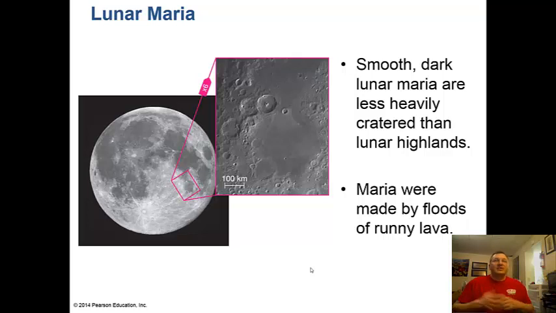So we mentioned the dark flat areas called lunar maria or lunar seas. These are smooth, dark lunar seas or maria. Maria is Latin for seas. They are less heavily cratered than the lunar highlands because the lava has filled in the craters. And the maria were flooded by the running lava.